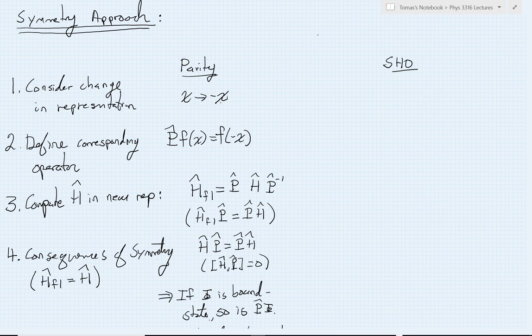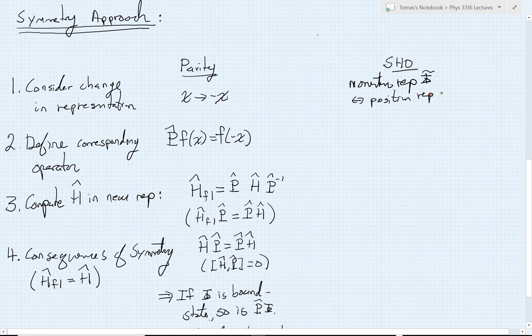Now, for the harmonic oscillator, we are interested in this asymmetry between the momentum representation and the position representation. Very good. So we want to think about making a change, for example, from the momentum representation to the position representation. That is going to be the change that we are going to be considering.